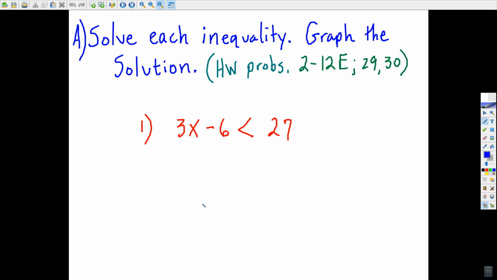But let's start with a real simple illustration. To solve this inequality, we're going to follow the same procedure as we did in the previous lesson when this said equals. So we're still going to try to get x by itself. We're going to follow PEMDAS in reverse. To undo subtraction, which is what I do first, I'm going to add. So I'm going to add 6 to both sides.